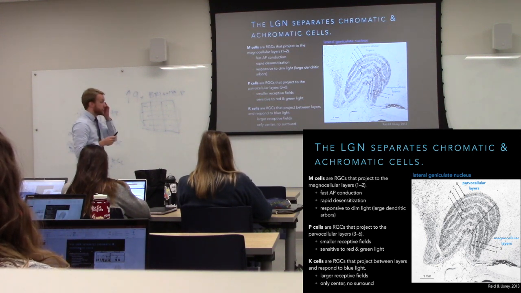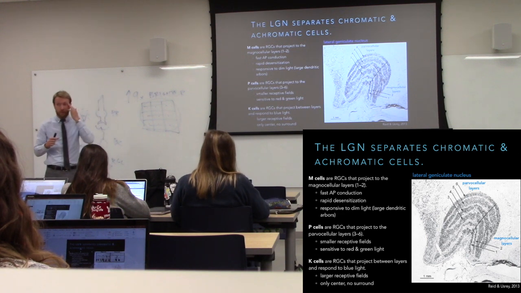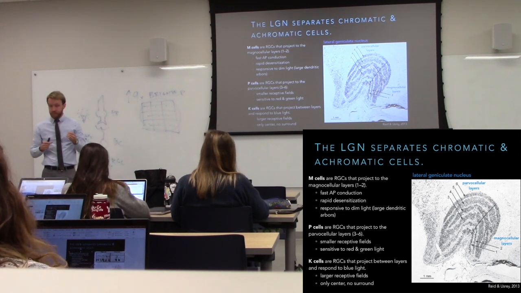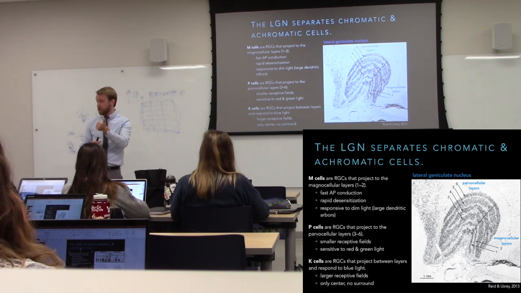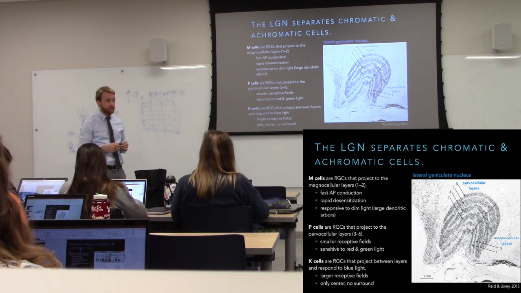One distinction for your K cells is that they don't have that center surround. It's all center. And they're either on or they're off. And they're going to be on with blue, off with yellow.